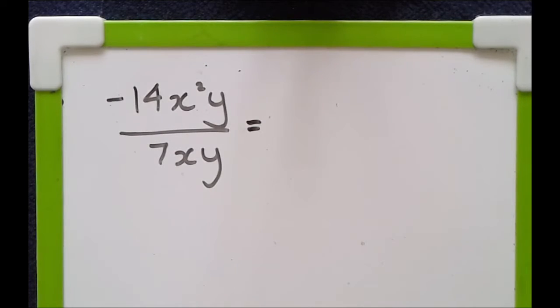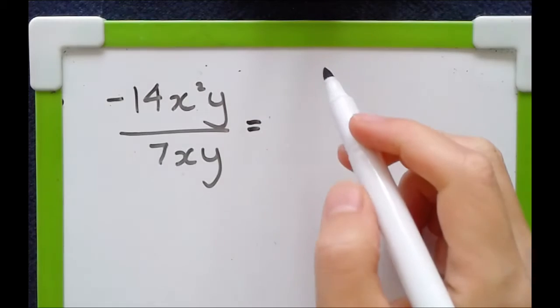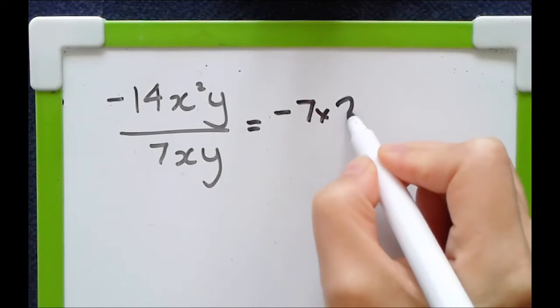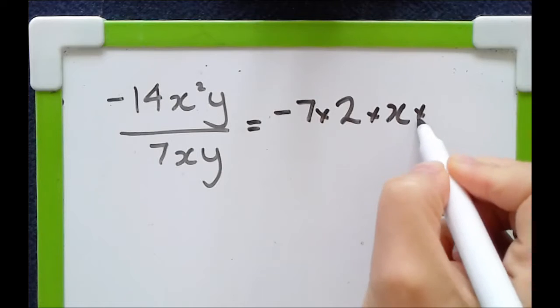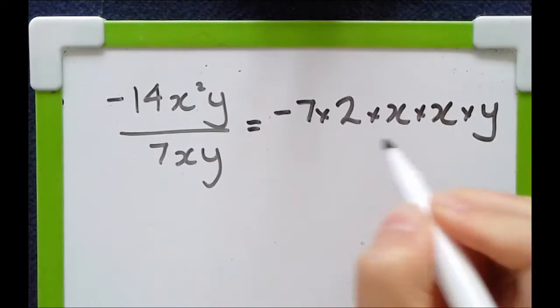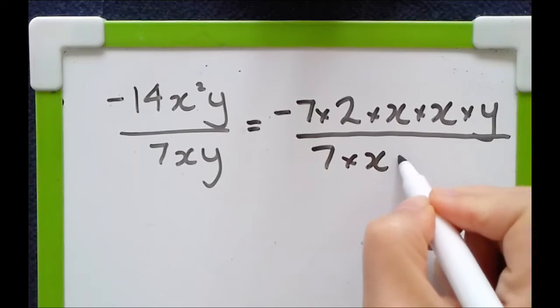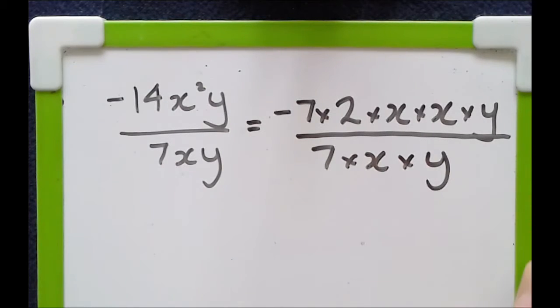Okay, so let's start with this question. All these questions are simplify. So simplify minus 14x squared y divided by 7xy. If I break these into factors, x squared is just x times x. So everything is joined by multiplication signs. 7xy is 7 times x times y.